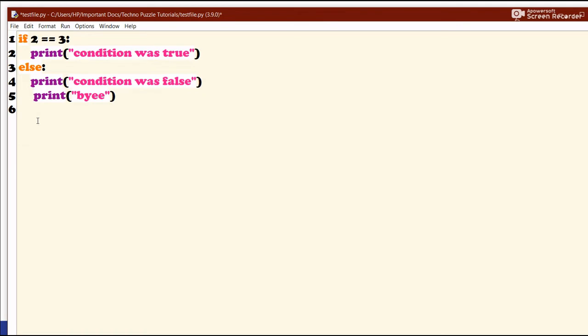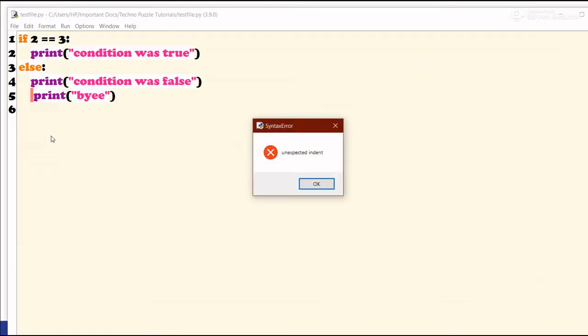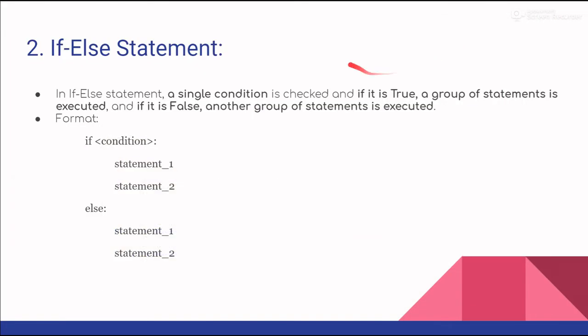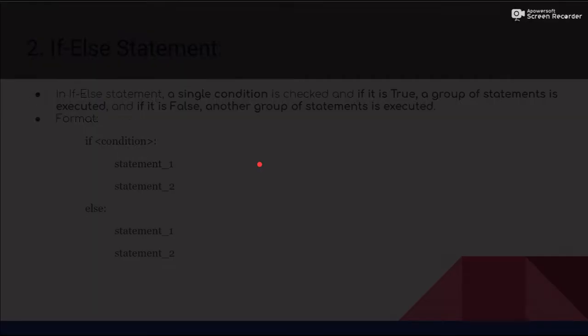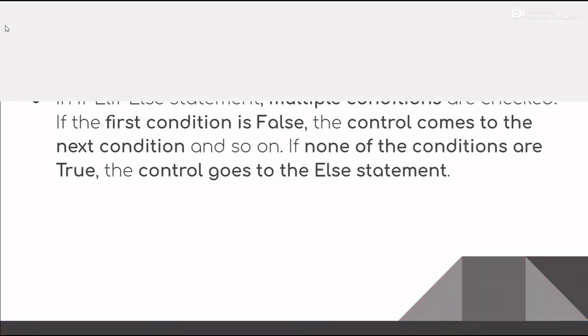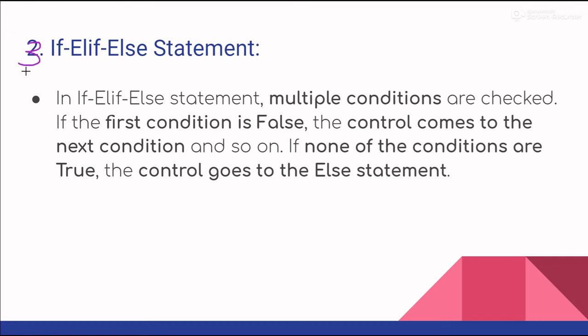Let's add a space over here and let's run this now. See, we got unexpected indent. It's because the indentation is not the same. So let's move on now. The next one is, sorry, this is 3, not 2 exactly. This should be 3. The next one is the if-elif-else statement.